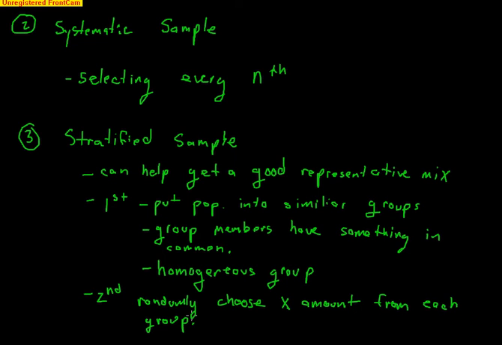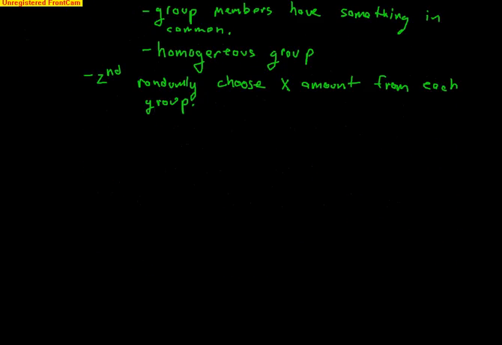So first you put people into groups based on something that is homogeneous, something that they have in common within the groups. Or you can even do two groups, like I said, boys and girls. Then you're going to choose some from each group. How are you going to do that choosing? Randomly, because like we said earlier, every good sampling method does incorporate randomness. The fourth technique is a cluster sample.